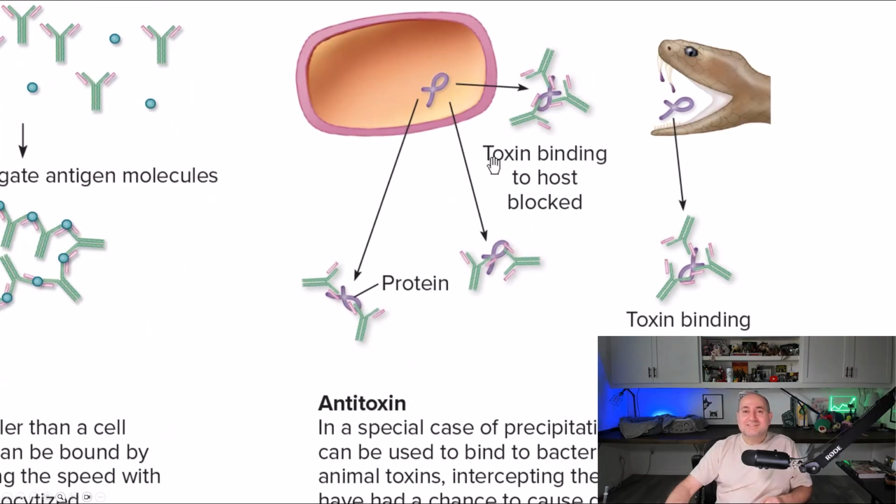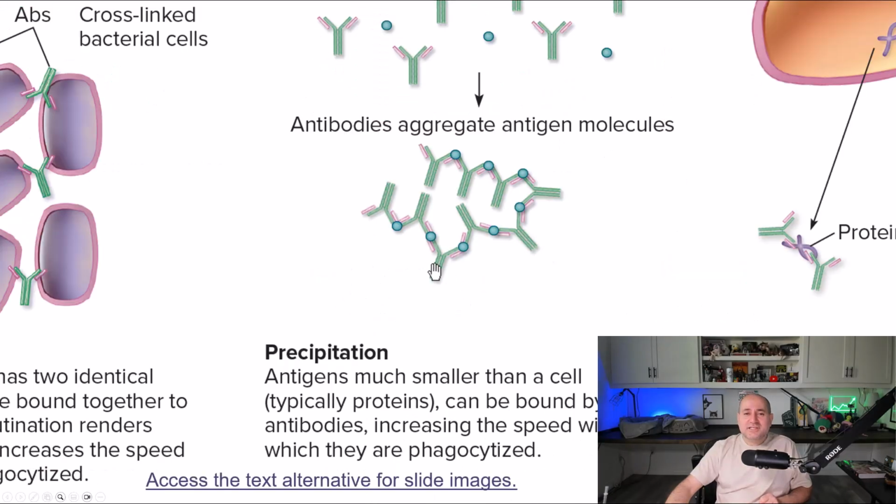Isn't that neat? Next, antibodies can even serve as antitoxins. Imagine if this is a toxin. This is some sort of venom from a snake, right? This venom is toxic to you. However, if antibodies can stick to that venom, well then maybe they can prevent that venom, that toxin, from actually harming your cells. So antibodies can be used as antitoxins. Another thing antibodies can do is precipitation.